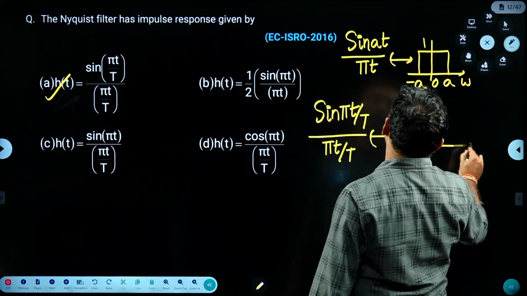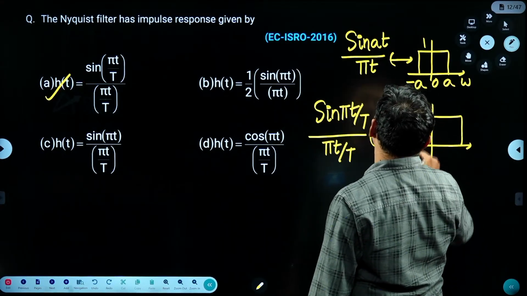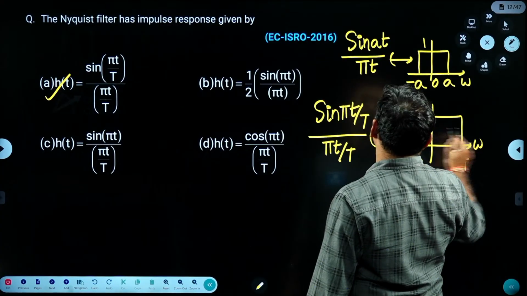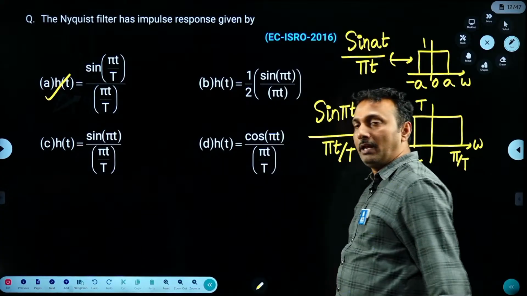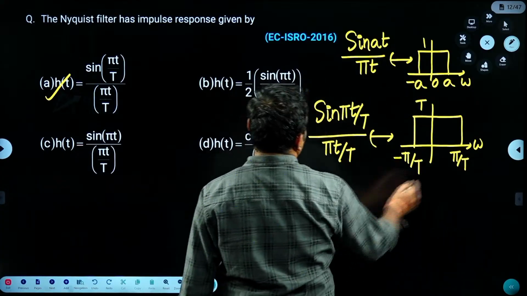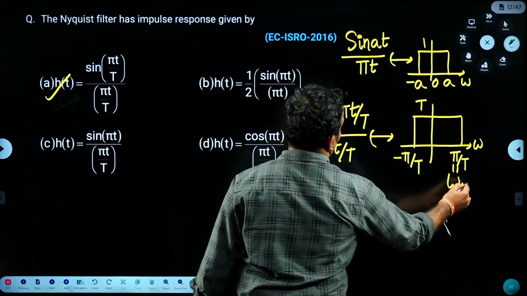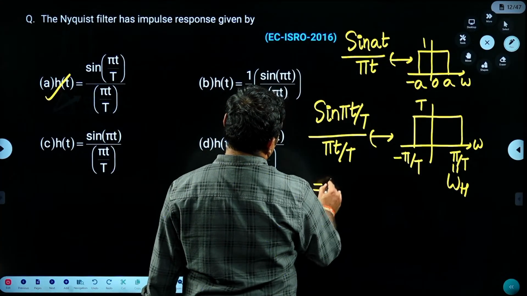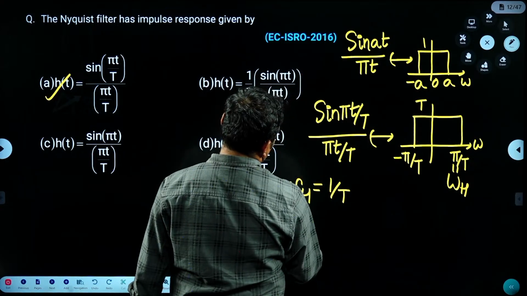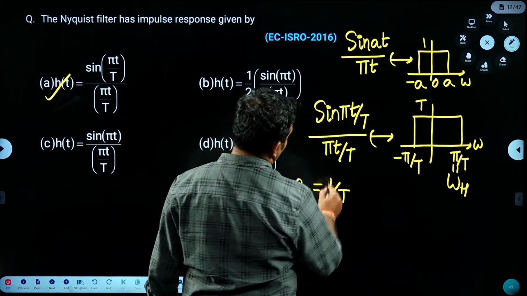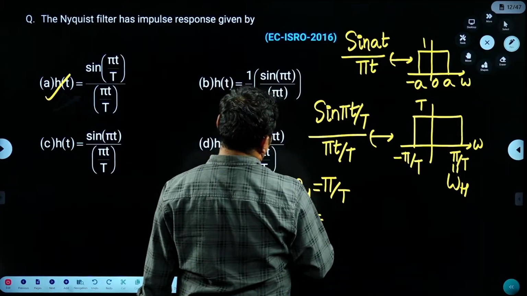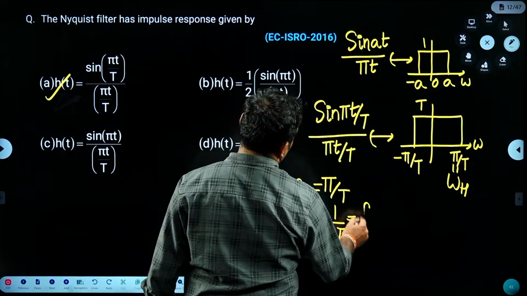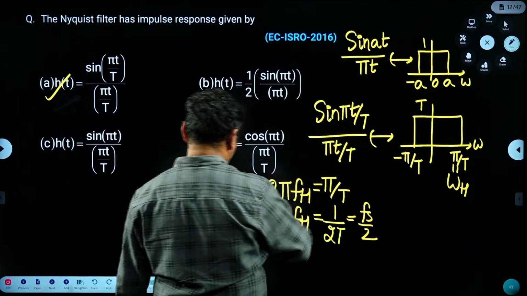When you draw the spectrum, it is a rectangle for which range? Minus pi by T to pi by T, of course, with an extra capital T gain. So this is the highest frequency, we have omega h. Omega is 2 pi fh, which equals pi by T. After pi cancellation, fh becomes 1 by 2T, and that is nothing but fs by 2.